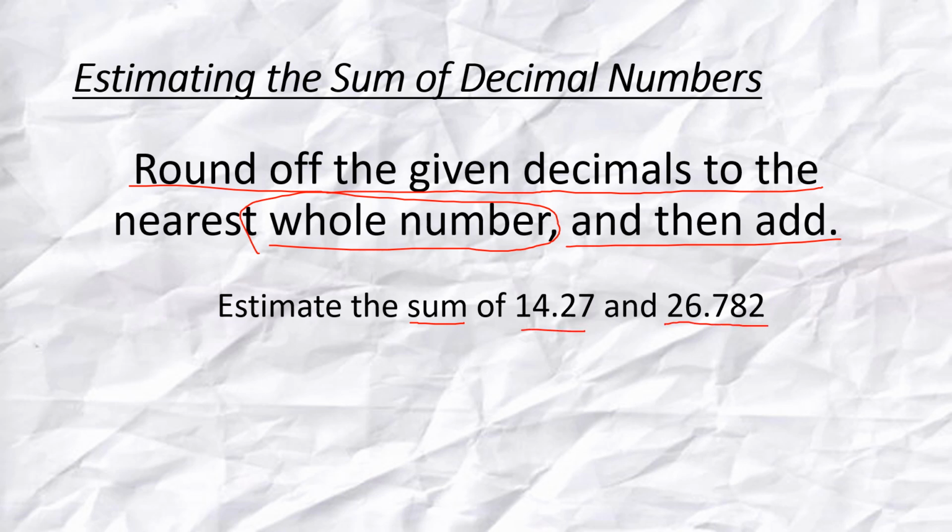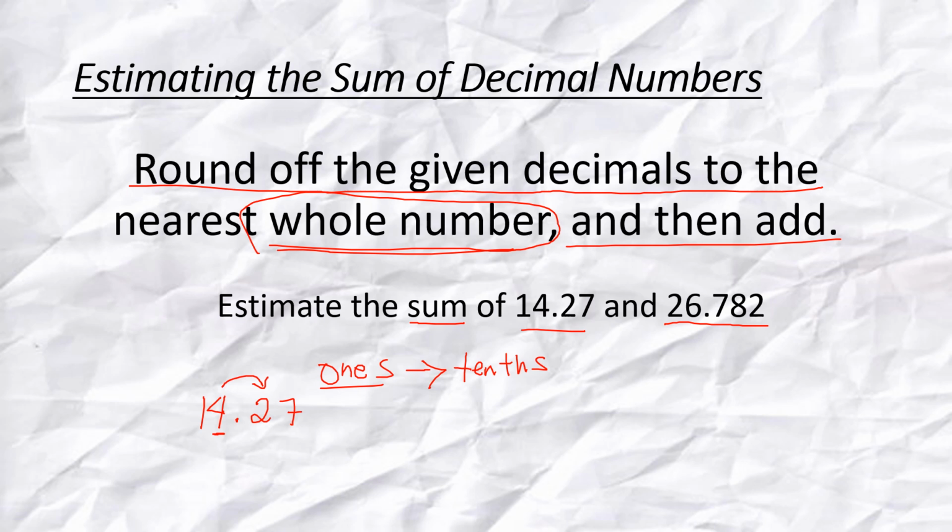26.782. So to round off these given decimal numbers to a whole number, we always look at the ones place value, and then the digit beside it to its right, which is the tenths. So let's have 14.27. The digit that is in the ones place is 4, and the digit that is in the tenths place is 2, or the number beside it to its right.